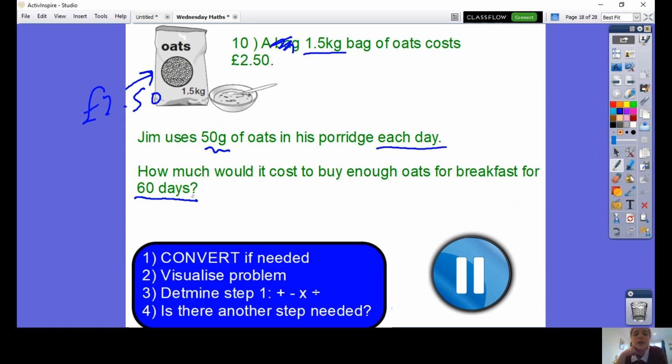Jim uses 50 grams of oats in his porridge every day. How much would it cost to buy enough oats for breakfast for 60 days? I'd like you to pause the video and have a go at this question, remembering your step 1 is to convert. Don't worry if you're finding this tricky, because I'll go through the problem afterwards. So have a go at this question by yourself first.